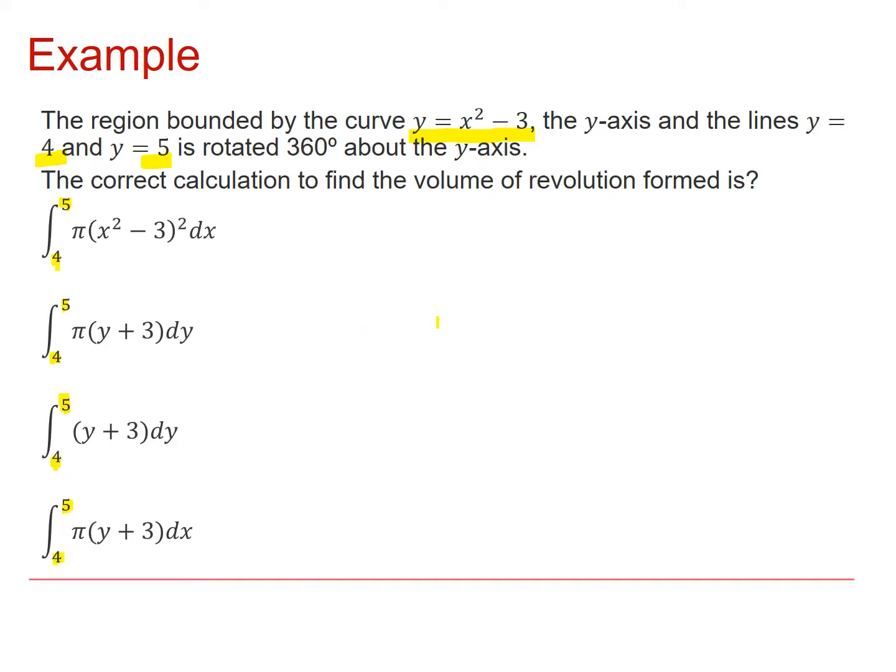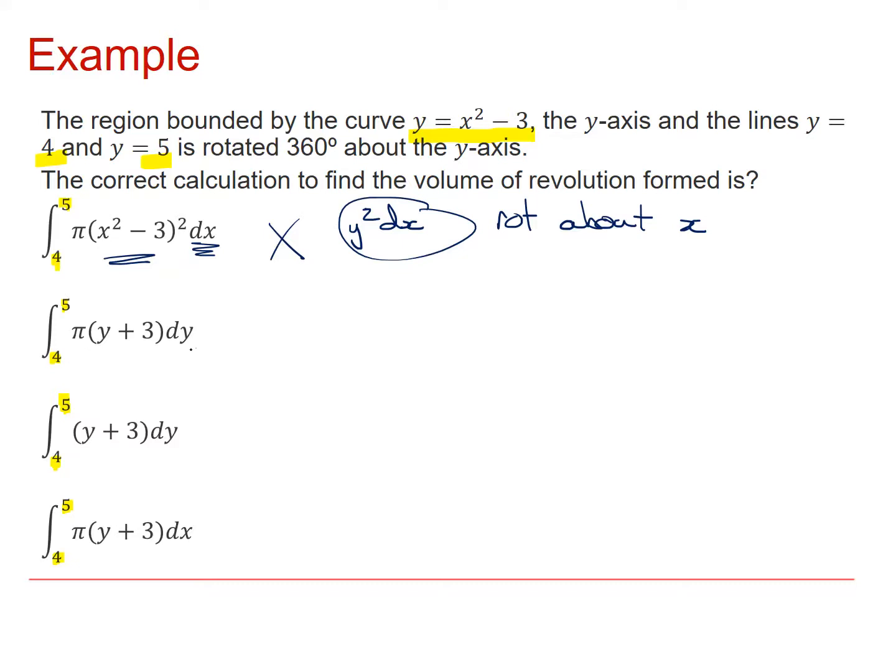But remember, we want pi the integral x squared dy. So let's see what's happened here. Well, this looks like we've got y squared dx. So that looks like we've used the wrong version. We've used the version that's rotated about x rather than about y. So this one feels like it's wrong.